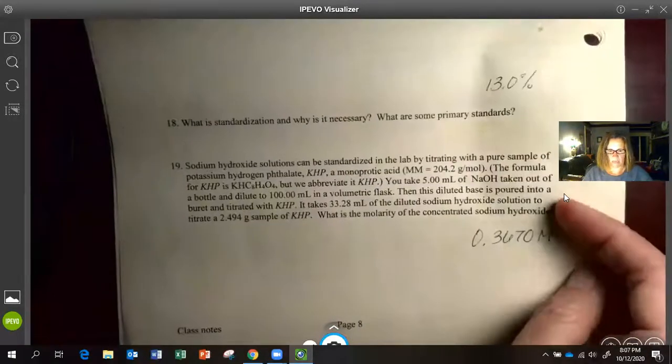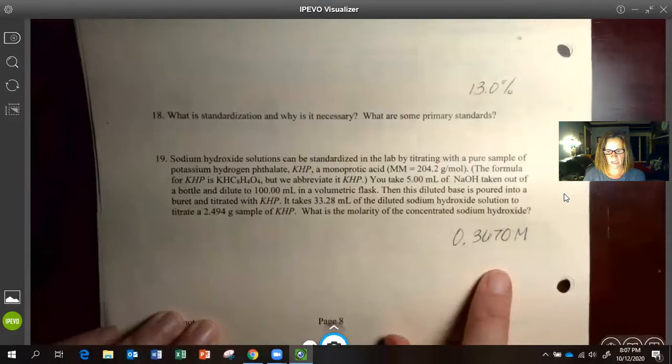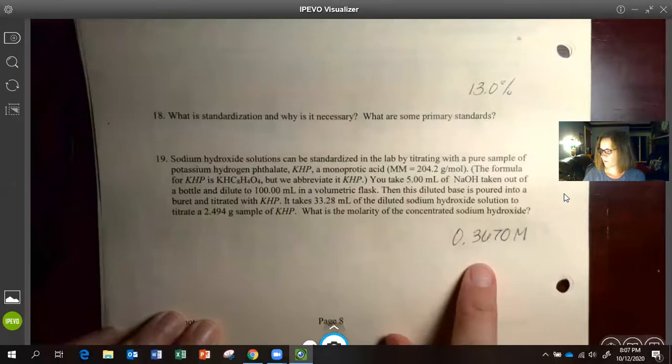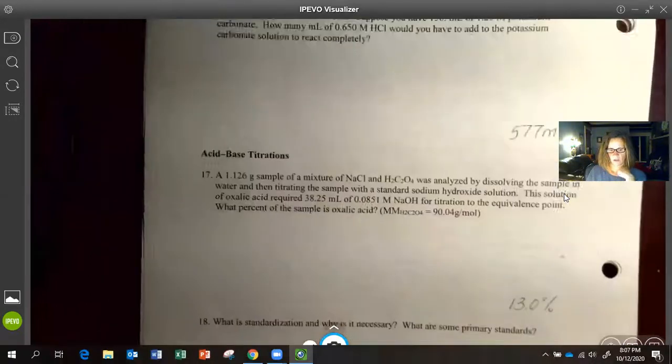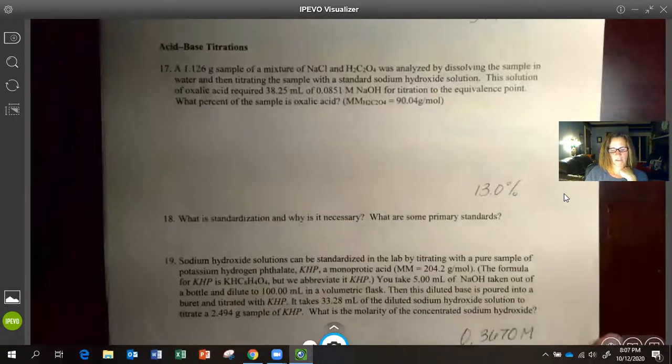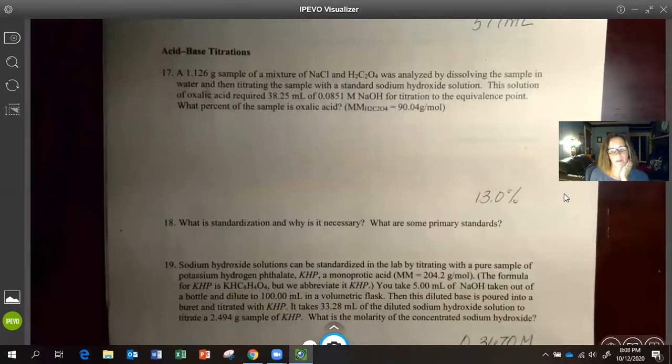And then you can skip 18 for a moment. It's not really a calculation. In number 19, I have an answer of 0.3670 molar for the sodium hydroxide. So these last two are acid-base titrations, really no different from the other problem types we've been doing. You're just going to need a balanced chemical equation to get started.